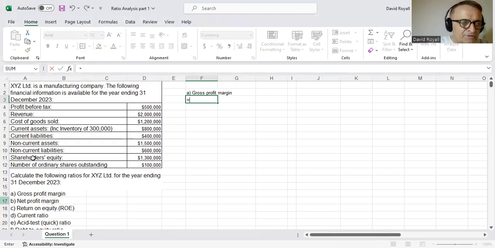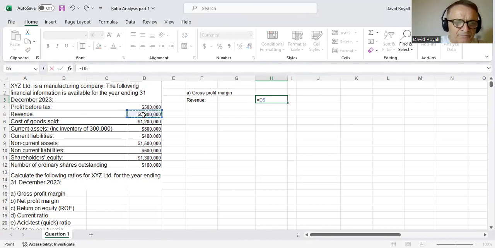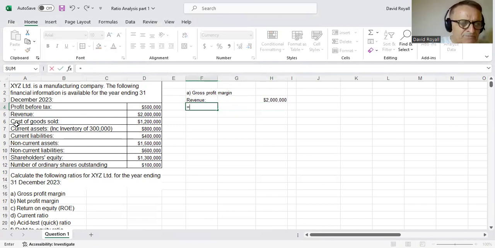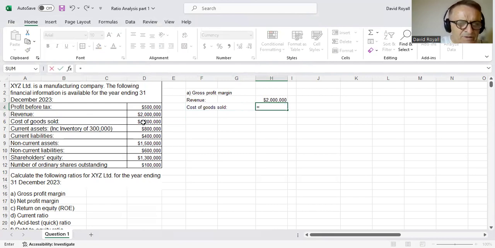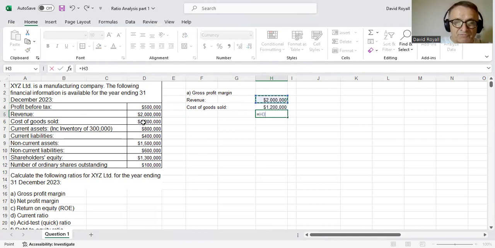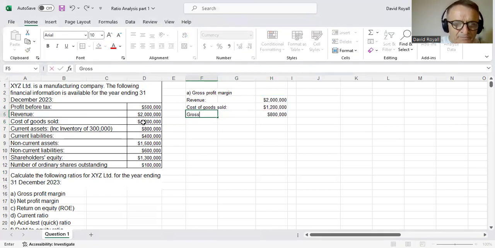So let's start with the revenue. That's given at 2 million. So there's our starting point. And I've already said we also want the cost of goods sold. And that's given to us. So the gross profit is the revenue less the cost of goods sold. So this figure is the gross profit.